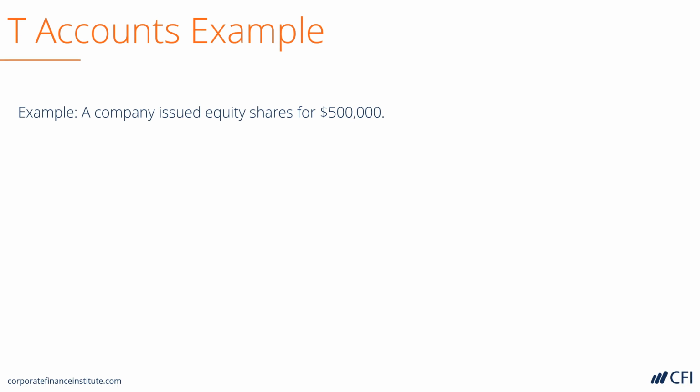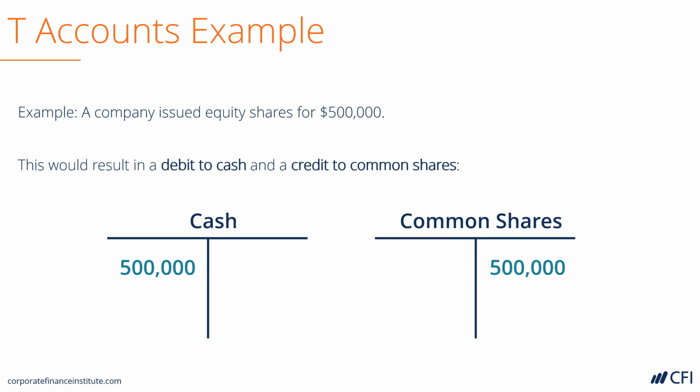Imagine that a company issues equity shares for $500,000. Let's look at how it would be recorded. There are two transactions, as we mentioned. A debit to cash, which is an increase in cash. That's the proceeds the company receives from issuing the equity.